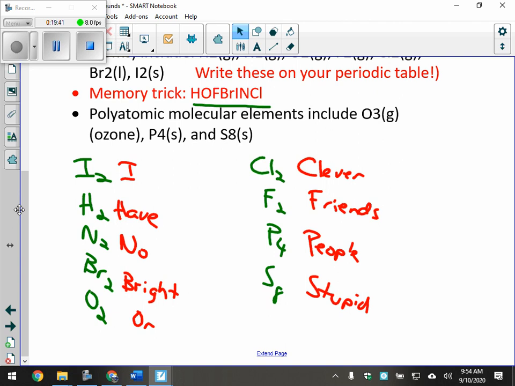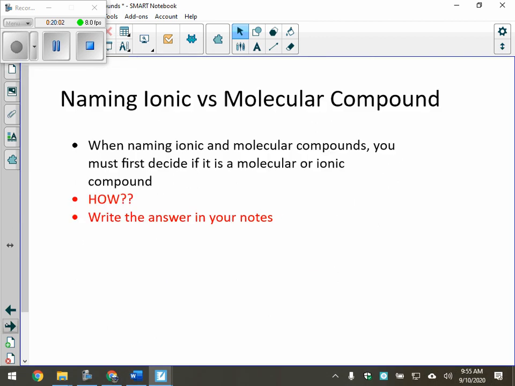There's another way, of course, and we could look at naming. If you have prefixes, that means it's going to be molecular, right? Because we have to describe how many of each type of atom we have. If there's no prefixes, then it's ionic because there's only one way they can combine, right?